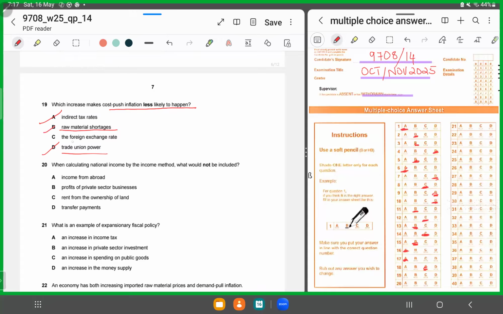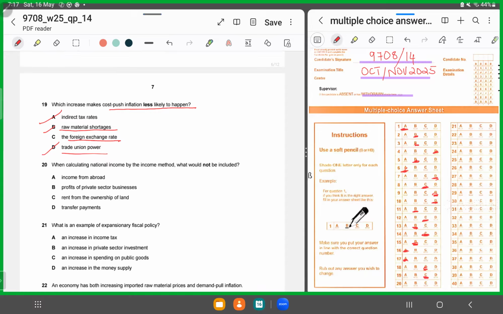It's the foreign exchange rate rise which would not cause cost push inflation, because when the exchange rate appreciates, what would happen? The exports would become expensive, and the imports would get less costly, so the cost would fall. So for 19, we'll shade in C as the correct answer.